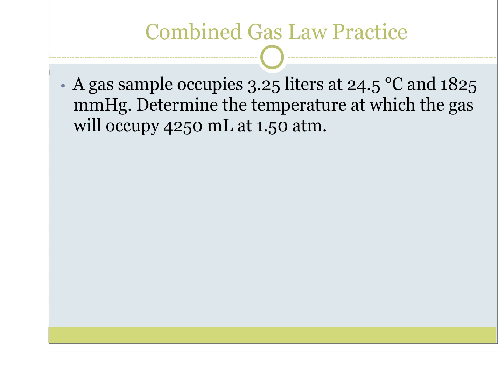It says a gas sample occupies 3.25 liters. So what is that variable? Volume. Good. And do you think it's our initial or our final? Initial. So V1 is 3.25 liters at 24.5 degrees Celsius. So T1 is not 24.5, but, thank you, 297.5 Kelvin.